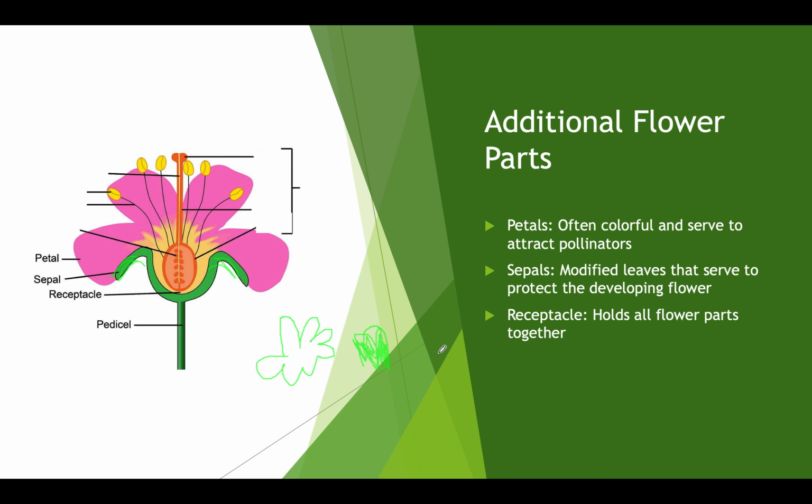Next, we have the receptacle. We've covered a lot of different terms, and the job of the receptacle is to hold all of these different parts together, and it is found in this region of the flower. Finally, we have the pedicel. As it sounds similar to pedestal, everything in this flower sits upon the pedicel. It is simply the stem portion of the flower.